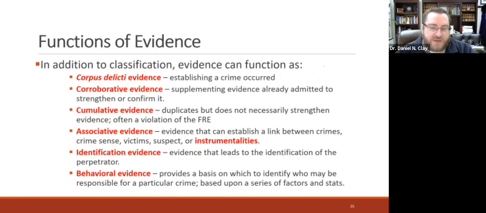So in addition to classification, evidence can function several ways. It can be corpus delicti evidence, which establishes that a crime occurred. Or it can be corroborative evidence, which supplements evidence that we already have. Something comes into evidence, and then I offer something that shows that what I said is true. It helps confirm what that piece of evidence said.